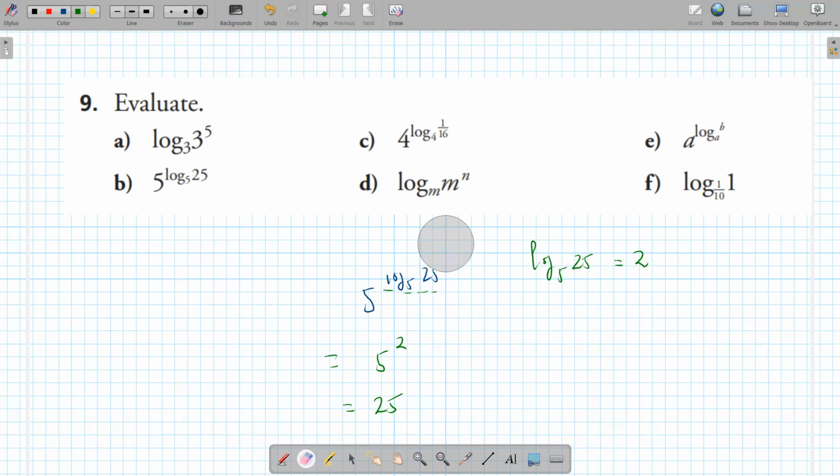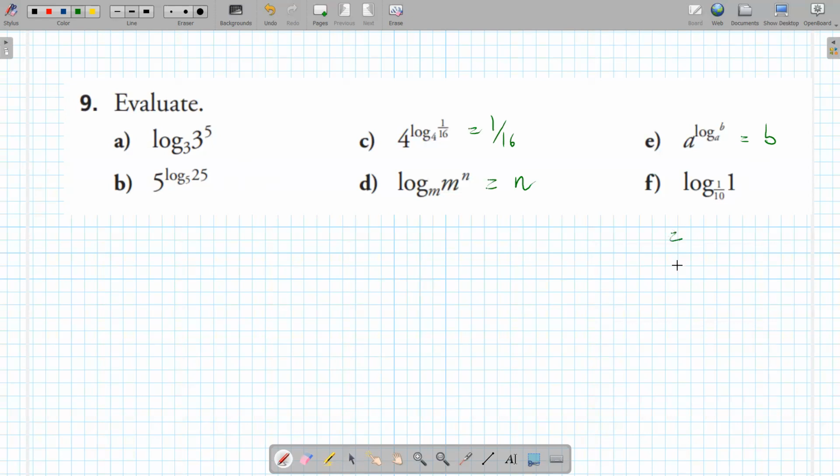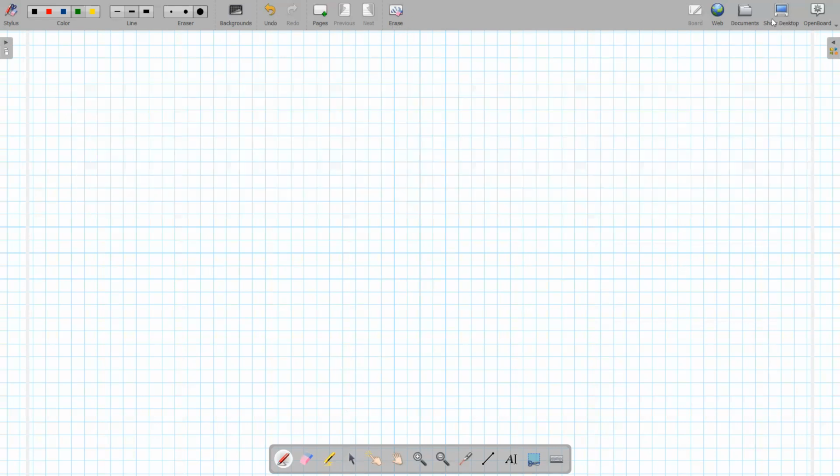C is the exact same thing. What's the answer to C? 1/16. Yeah. What's the answer to D? N. E? B. What about the last one, F? 0. Yep. One and done.